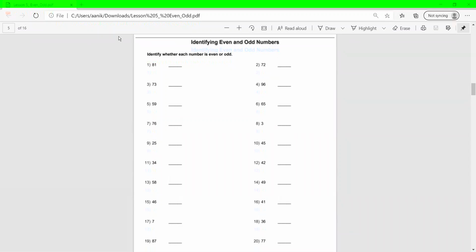So let's do some more examples. 81 ends in a 1, so it is odd. 72 ends in a 2, so even. 73 ends in a 3, so odd. 96 ends in a 6, so even. 59 ends in a 9, so odd. 65 ends in a 5, odd. 76 ends in a 6, so even.